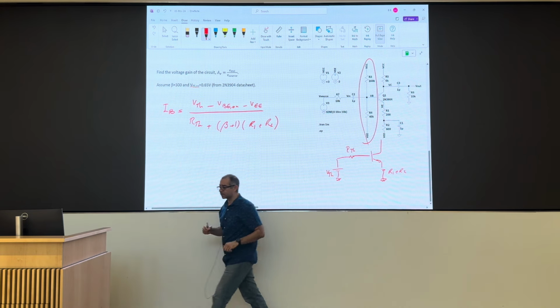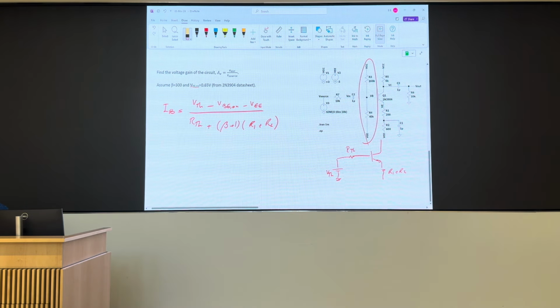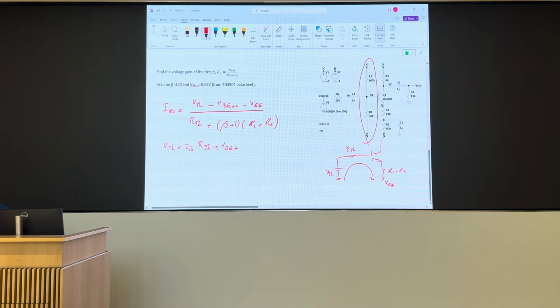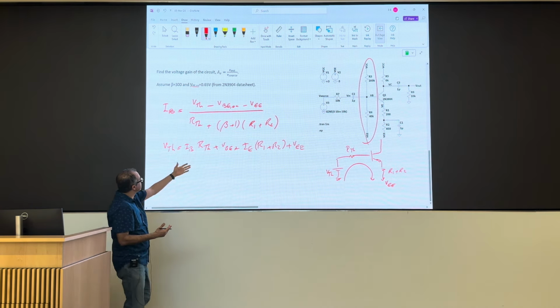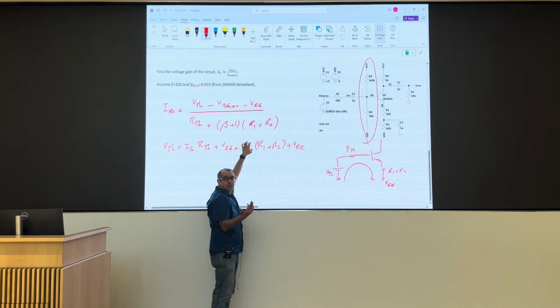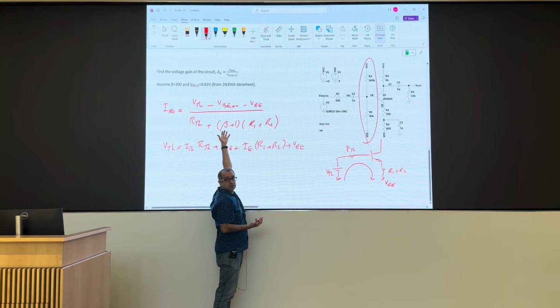Oh, it's not ground level, it's VE. Sorry. Write a KVL in here. So KVL tells you VTH is IB RTH plus VBE plus IE times R1 plus R2 plus VEE. Okay? So for IE, I write beta plus 1 times IB, and that's the equation.